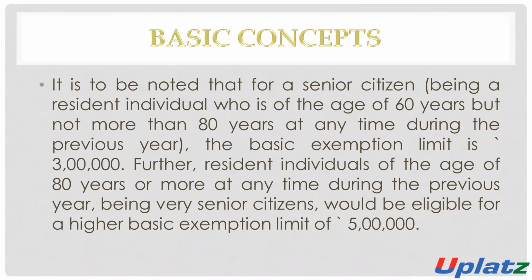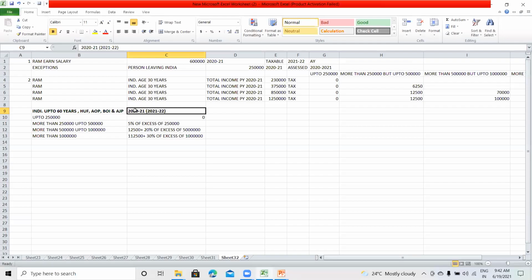In the case of a senior citizen, the basic exemption limit will be increased to 3 lakh rupees, and in the case of a super senior citizen, the basic exemption limit is increased to 5 lakh. Means if there is any person whose age is more than 60 during the previous year, then the basic exemption limit of 2.5 lakh, which is the normal limit, changes.